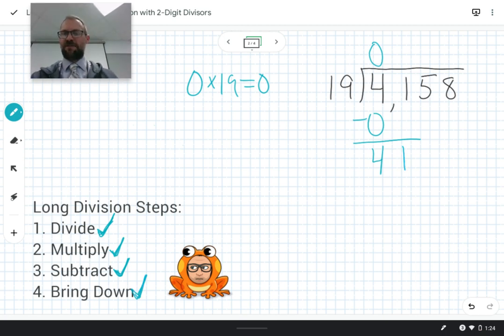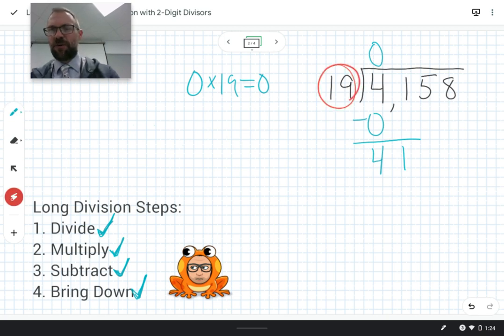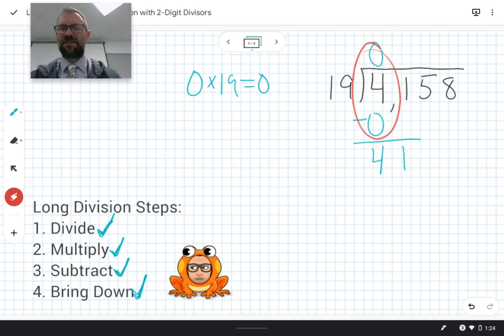Okay, now I have 41. How many groups of 19 are there in 41? But wait, hold on. I see 2 41s here. There's a 41 I just made, but there's a 41 right here because all I did was bring down the same digits, the 4 and the 1. So why was I doing everything else here?